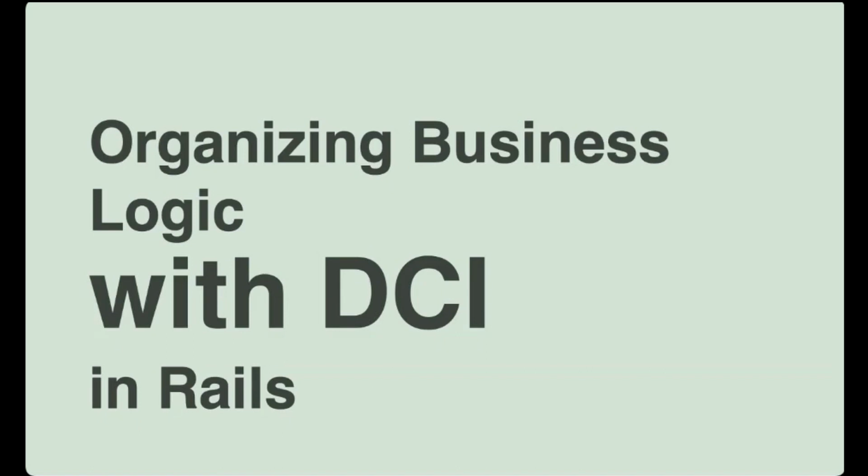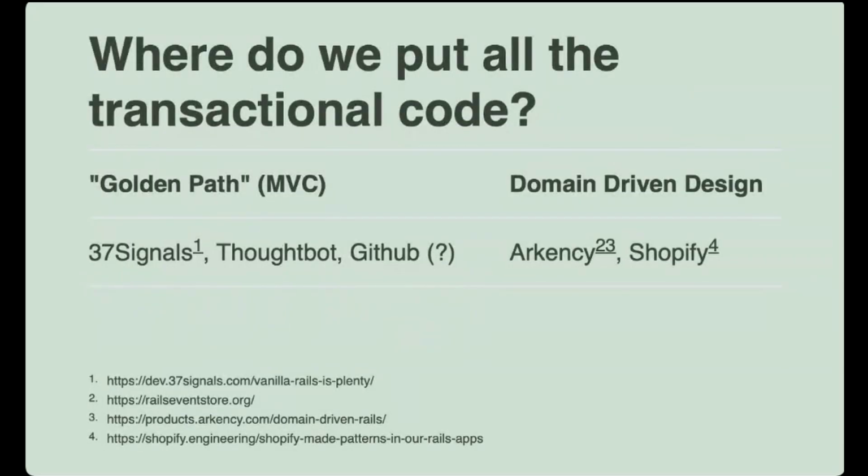So Ruby on Rails did a lot to avoid bikeshedding by promoting convention over configuration, et cetera, et cetera. We all know that. There's still one area that always sparks debate among Rubyists, and that is where to put the business logic. In other words, the code that epitomizes what an app actually does. Another way to phrase this question is: where do we put all the transactional code?